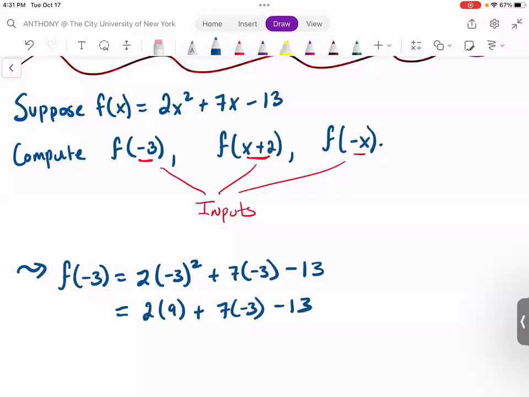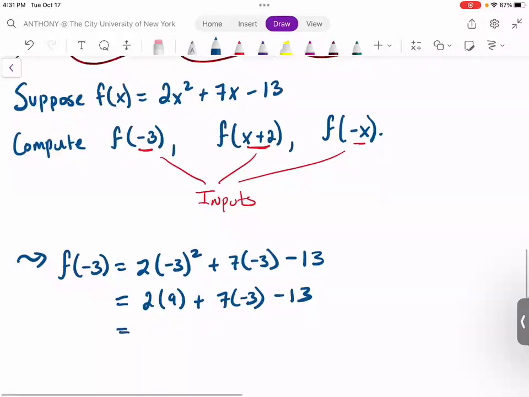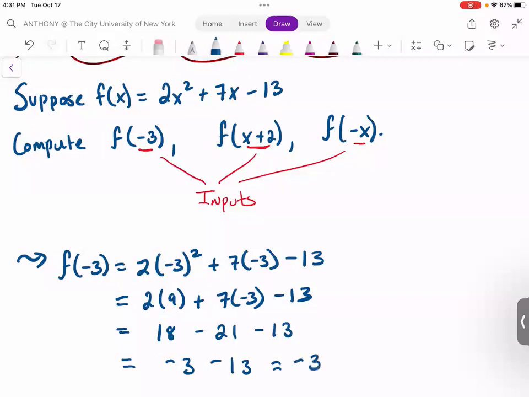Now, what's 2 times 9? 18. What's 7 times -3? -21 minus 13. All right, so we can do 18 minus 21. What's 18 minus 21? -3, followed by minus 13, which is? That's right. If you apply keep, change, flip, it's -3 plus -13. This will give you -16. Okay, good. That's the first one.